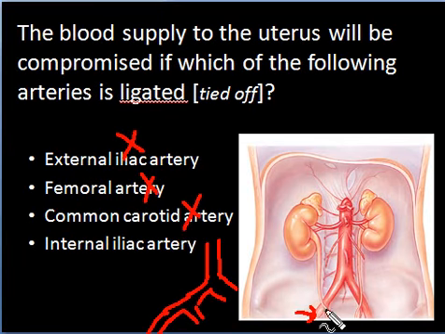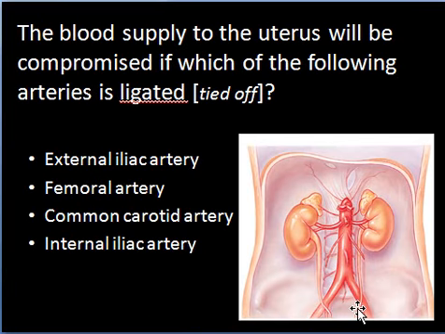Internal iliac artery. The internal iliac artery, if you look here, is this tiny artery which we see. So this internal iliac artery here is the artery which supplies the pelvic organs, and the uterus is a pelvic organ. Therefore, if the internal iliac artery were ligated, the blood supply to the uterus would be compromised.